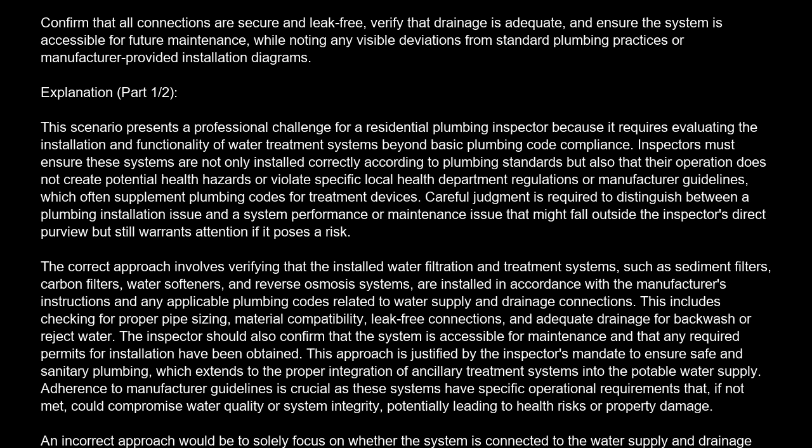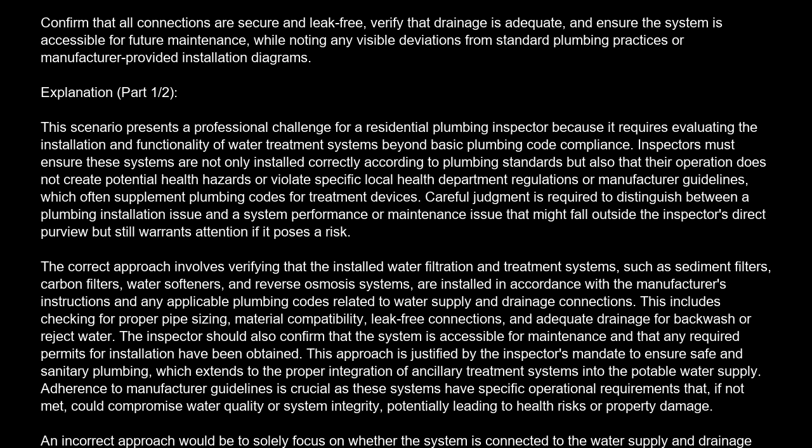Explanation: this scenario presents a professional challenge for a residential plumbing inspector because it requires evaluating the installation and functionality of water treatment systems beyond basic plumbing code compliance. Inspectors must ensure these systems are not only installed correctly according to plumbing standards, but also that their operation does not create potential health hazards or violate specific local health department regulations or manufacturer guidelines, which often supplement plumbing codes for treatment devices. Careful judgment is required to distinguish between a plumbing installation issue and a system performance or maintenance issue that might fall outside the inspector's direct purview, but still warrants attention if it poses a risk.